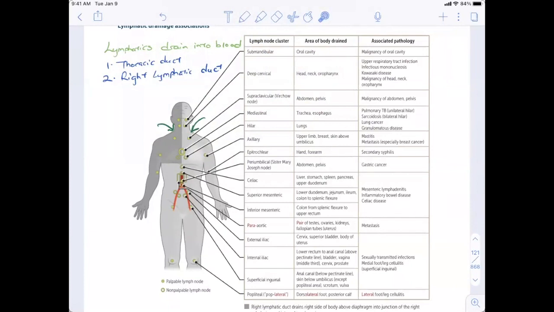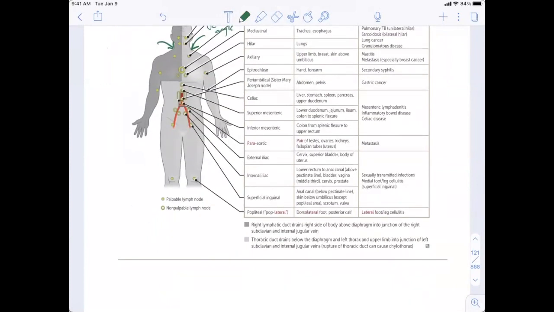Right there on the angle between your neck and your shoulder is where your lymphatics enter into your blood, okay? And that's called your venous angle. And you must know the veins that make up your venous angle. Let me see if it actually says it here. Well, yeah, there it is. Your subclavian vein and your internal jugular vein.